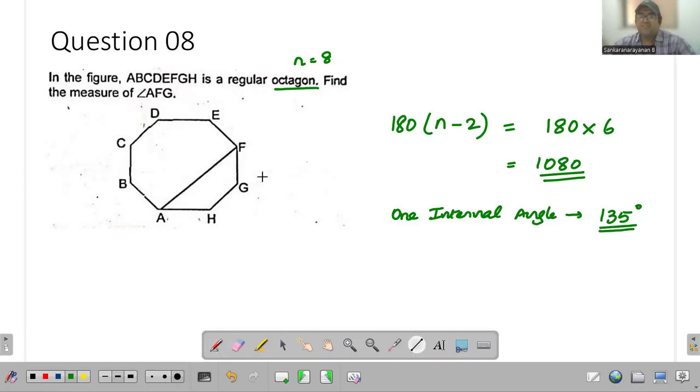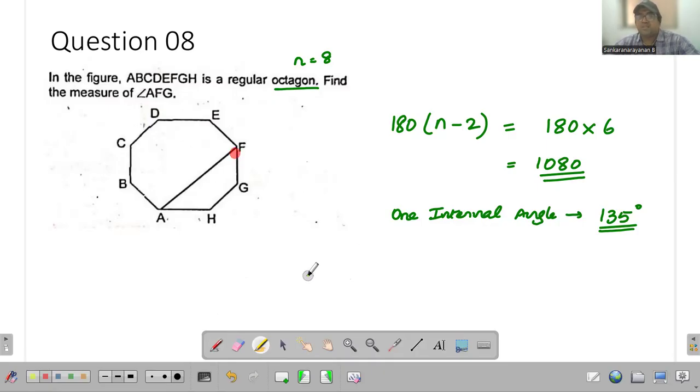Now, if I am observing this diagram, they are asking me to find the measure of this angle AFG. What is this measurement? That is the question. So let me highlight it here with red color. This measurement is what they are asking us.